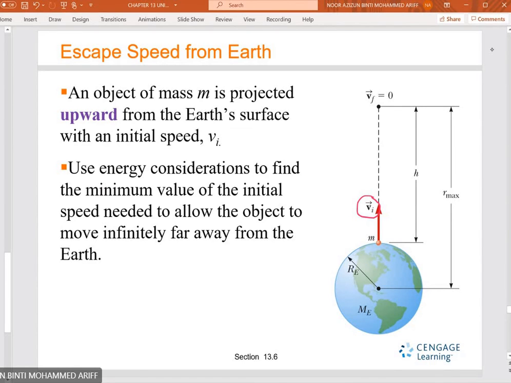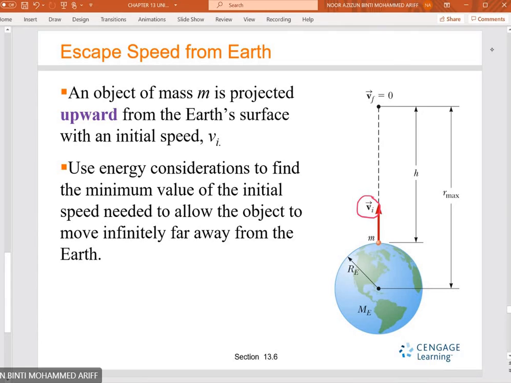Let's say your rocket is launching to outer space, and its intention is not to be attracted back to the Earth. So this is the condition it must satisfy. Initially, we have the satellite mass and its initial velocity, so it moves directly vertically upward.